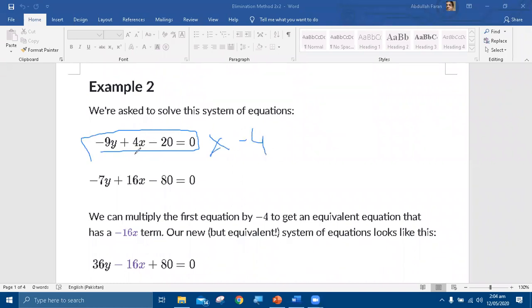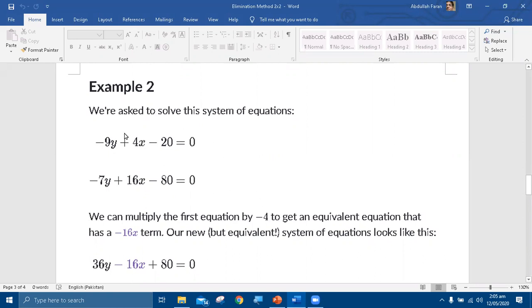I'll get -16x here, and then I can add -16x and 6 plus 16x to give me 0x. Hence, I'll be eliminating the variable x, right? Our new but equivalent system of equations will look something like this. What's happening is I have multiplied -4 with equation number 1, and you can't just multiply -4 with just one term. You have to multiply with each term of each equation.